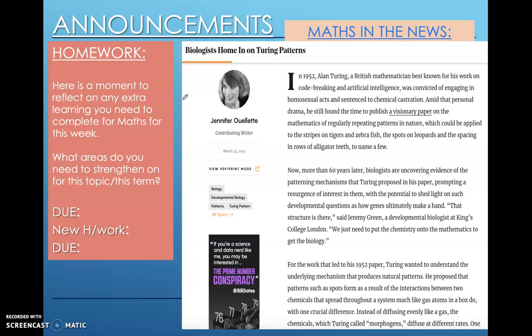Again, here's a chance to look at that Turing patterns in biology. Have a look at that article, and again, chance to reflect on any extra learning you might need to complete for maths, be that Hegarty, be that homework. What are the areas that you feel like you need to strengthen for this topic and for this term? You can always use Hegarty Maths to do your own independent learning.